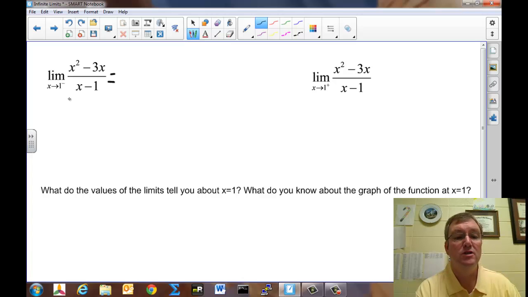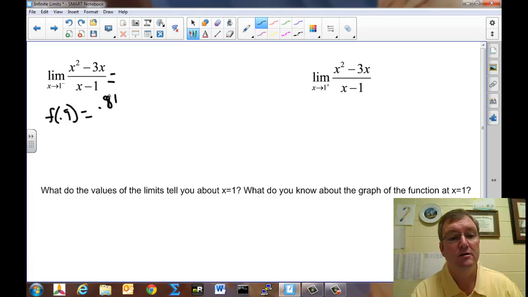I'm going to do this analytically, I think, or excuse me, I'm going to do this numerically by picking numbers a little bit smaller than 1 because I can do that in my head here. The limit, well, I'm not going to take the limit. I'm going to say what is the function value at a number that's a little bit smaller than 1. What about if I put 0.9 in here? So I'm going to get 0.81 minus 3 times 0.9 would be 2.7.